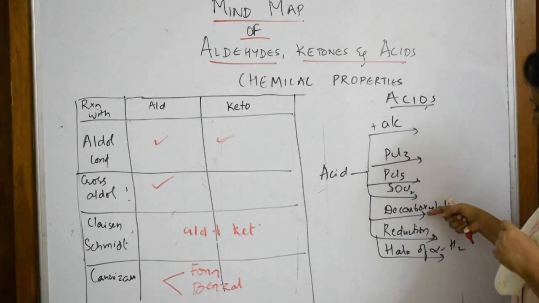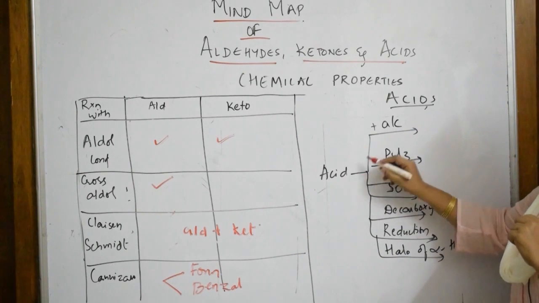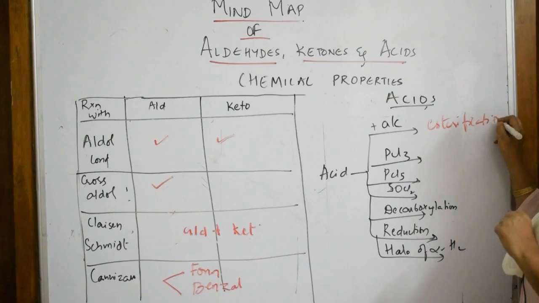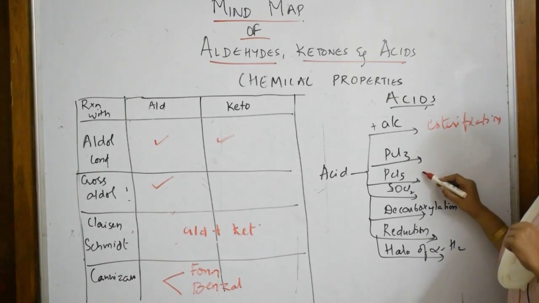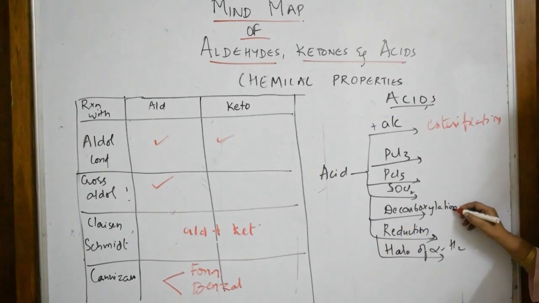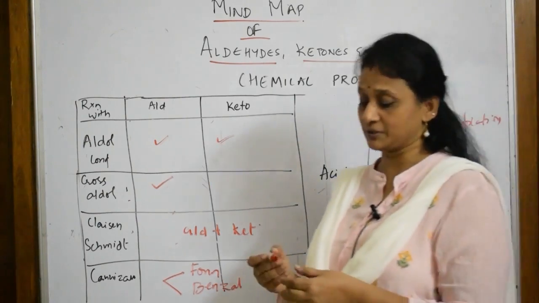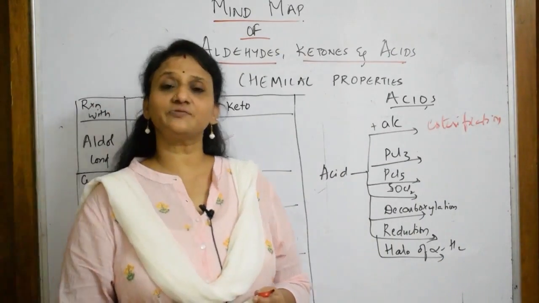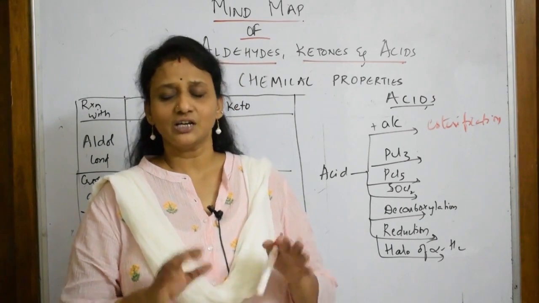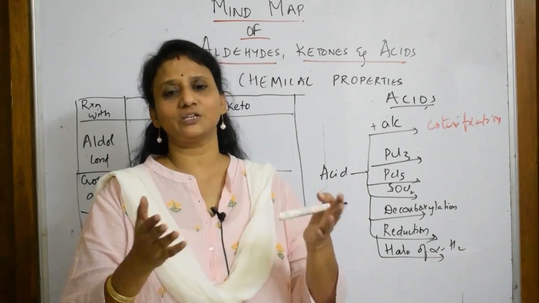1, 2, 3, 4, 5, 6, 7. Simple, 7. It's easy. Now we are going to show the reaction of acid with alcohol. That's nothing but the esterification reaction. Done. I'll be showing the reaction with PCl3, PCl5, SOCl2, that is thionyl chloride. I'll be showing the decarboxylation reaction, then reduction, as well as halogenation of alpha hydrogen. Now last but not least, we have reactions of the aromatic acids, that is ring substitution reactions. So I think it's easy, isn't it? Preparations one page, chemical properties one page, over.